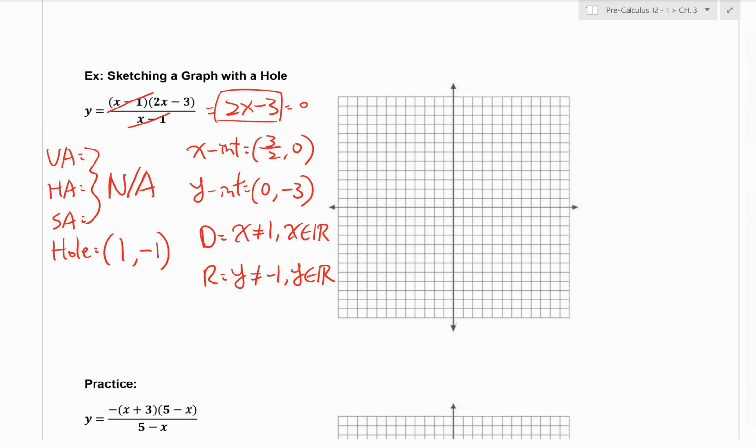So now this is simply just a line. We have the y-intercept of negative 3, that is right here, 1, 2, 3 right here. We have the x-intercept of 1.5, that is right here. We have a hole at 1 comma negative 1, that is right here. We represent the hole by drawing an empty circle like that. And that's it. To draw a line, really all we need is 2 points. We now have 3, so that's more than enough.